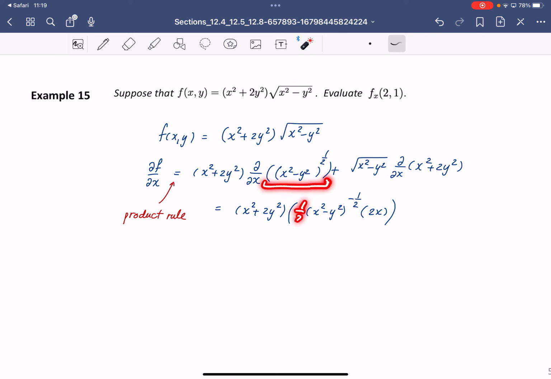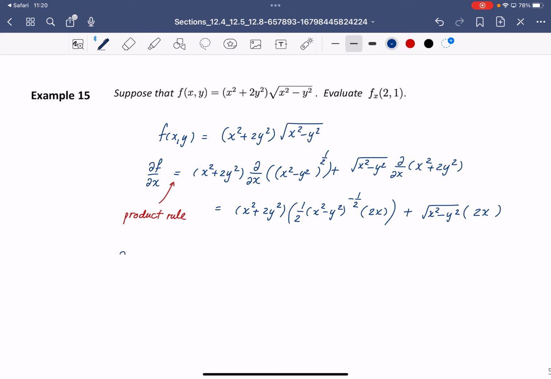It's going to be one-half something inside raised to the one-half minus one. And then inside here, by the chain rule, you have 2x because you differentiate the inner function with respect to x. And then plus the square root of x squared minus y squared, the same thing. Okay, we have enough space. And then on the right, the last term, the right-hand side here, is just 2x, right? Because you differentiate with respect to x.